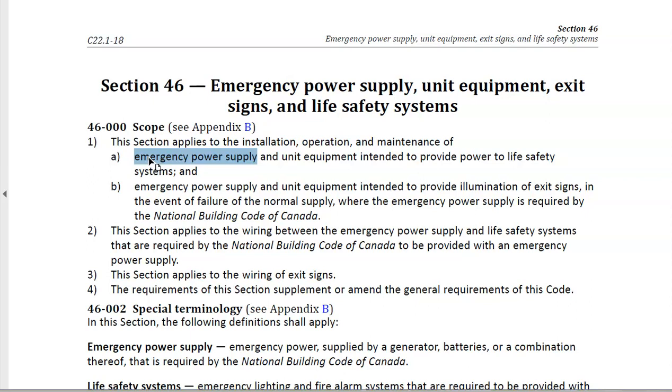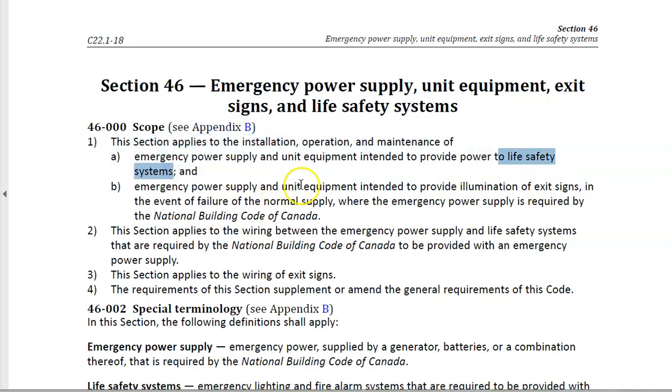Not a backup power supply for the sake of having one. We're not talking about when you get a power outage and you want to have a generator that's going to run your freezer or fridge. That's not considered to be emergency power. This is for life safety systems. It's for emergency power to life safety systems.